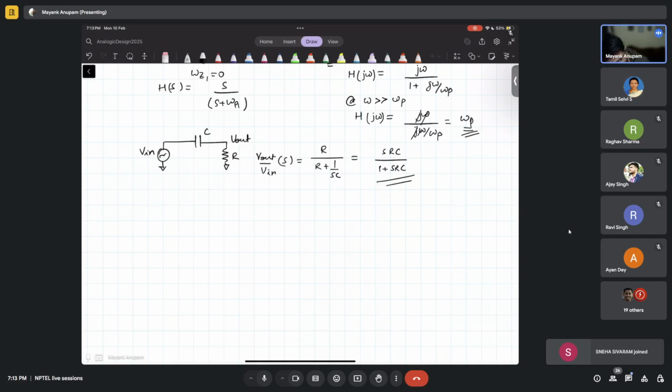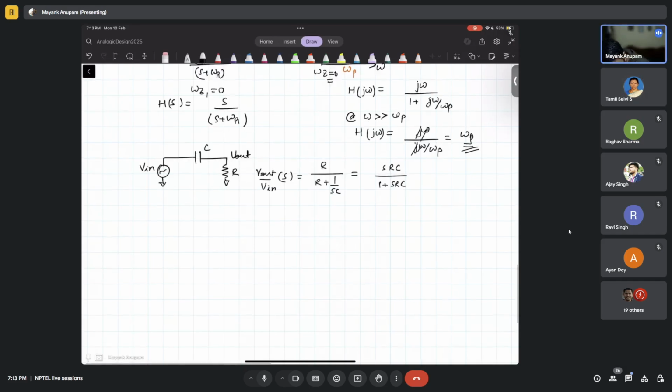So as I was saying earlier, you see that this is a very practical system, no doubts there. This can be realized on a circuit. So you can clearly see that this system gives a zero, but it always comes with a pole, isn't it?